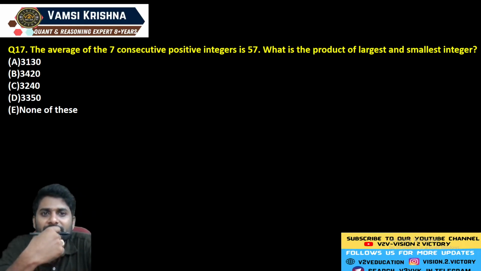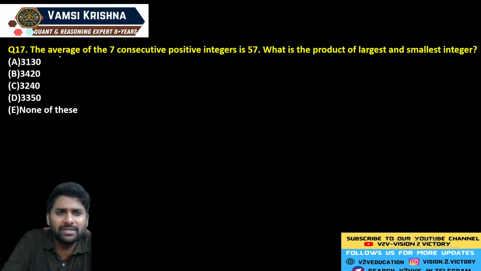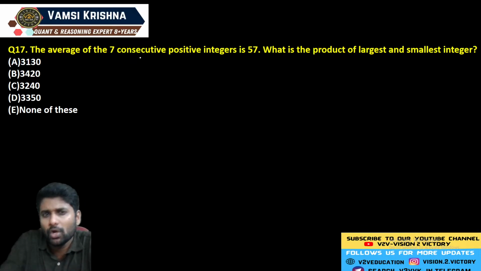Now, the average of 7 consecutive positive integers is 57. Then what is the product of the largest and smallest? Guys, remember this point. For solving any consecutive questions in an average, remember that the average always lies in the middle position.